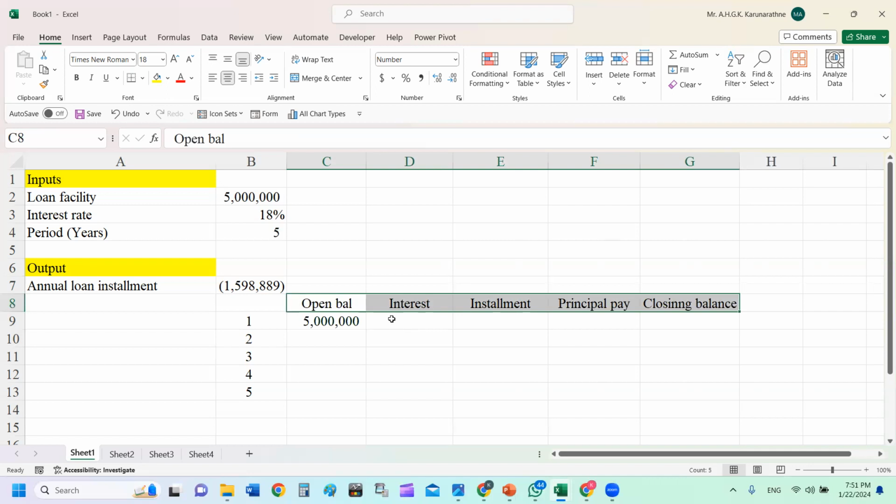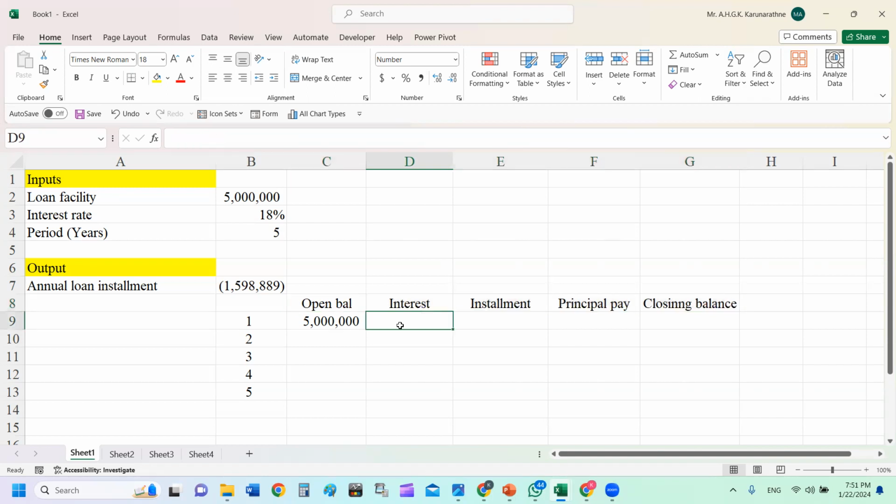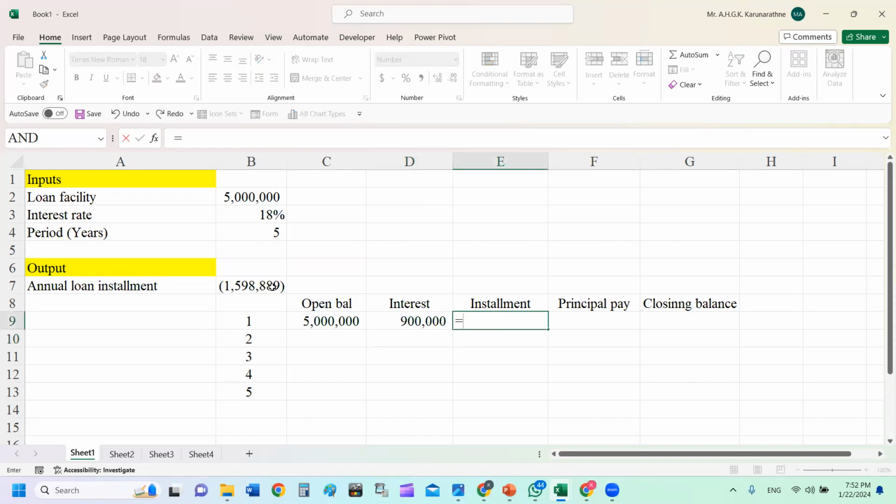By that time they charge interest on the loan you borrowed. How much interest do they charge on this 5 million? Since you are visiting the bank after 1 year's time, for the 1 year period they charge interest on this loan balance times this interest rate. You fix it, F4. So the interest they charge at the end of the year on the 5 million loan is 900,000. You are paying to the bank this much of installment.